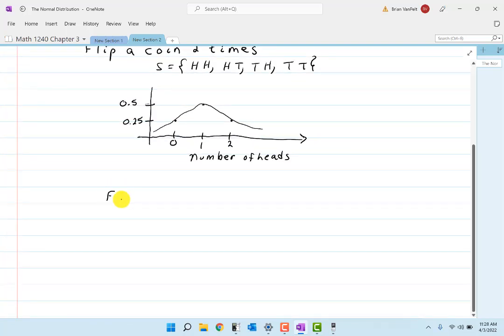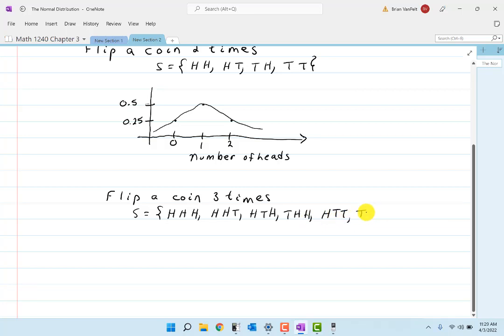Now let's flip a coin 3 times. We know that we have 2 to the third power number of outcomes. That's 8. So let's start here. We'll start with 3 heads, and then look at all the possibilities with 2 heads. And then look at all the possibilities with 1 heads. And then finally, no heads.